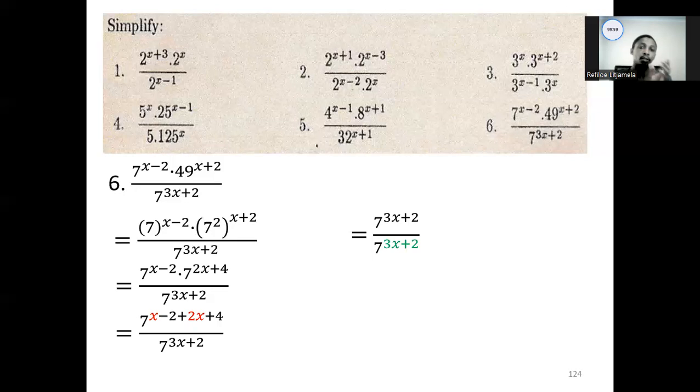Then you will take the denominator exponent, minus it from the numerator exponent. 3x minus 3x, that gives you 0. 2 minus 2 also gives you 0. To avoid that step, as I've said previously, you could have just crossed out 7 to the exponent of 3x plus 2 with 7 to the exponent of 3x plus 2. Because the bases and the exponents are the same, you can just cross them out, they will give you 1.